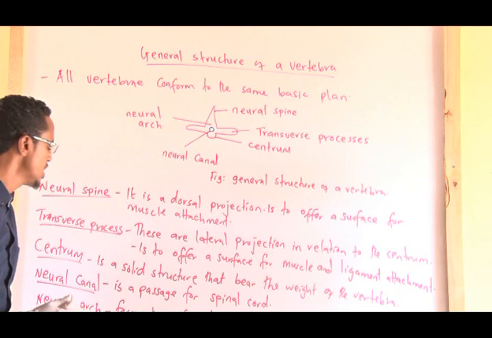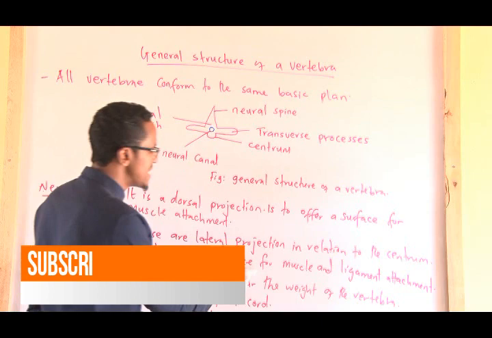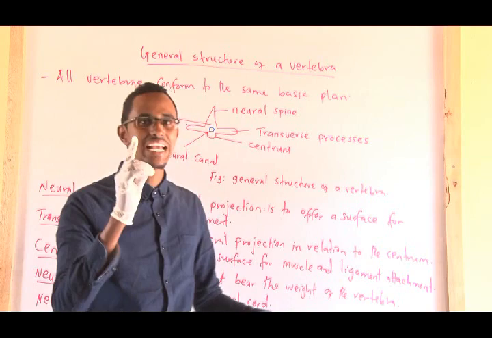The transverse processes are lateral projections in relation to the centrum. That's about how they are positioned. But the function of the transverse processes is to offer a surface for muscle and ligament attachment. We all know muscle, but what is a ligament? A ligament is a tissue that attaches a bone to another bone.